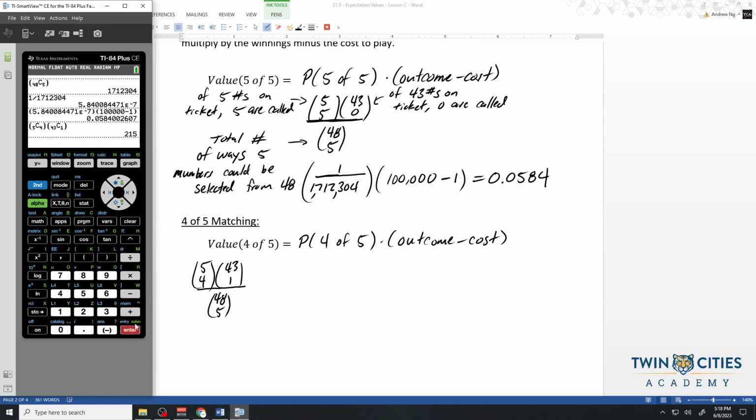This is 215. So this is 215 of this, 1,712,304. All right, so this is 0.000126. We'll round that to.